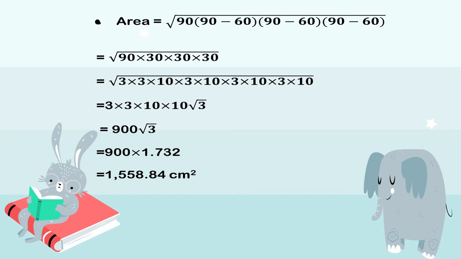You can leave the answer as I have over here also as 900 under root 3 centimeter square. Or you can calculate the value of under root 3, which you should memorize. You don't need to do long division over here for under root 3. You have to memorize these values. You have to learn tables up to 20. You have to learn squares and square roots up to 20. Okay? And cubes and cube roots up to 20. This is very important because this will increase your calculation speed.